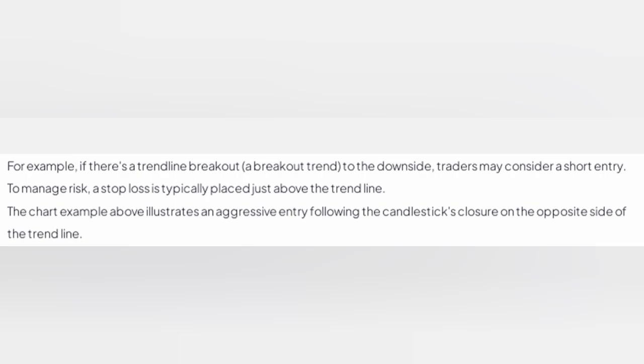Aggressive entry. For example, if there's a trendline breakout to the downside, traders may consider a short entry. To manage risk, a stop loss is typically placed just above the trendline. The chart example above illustrates an aggressive entry following the candlestick's closure on the opposite side of the trendline.